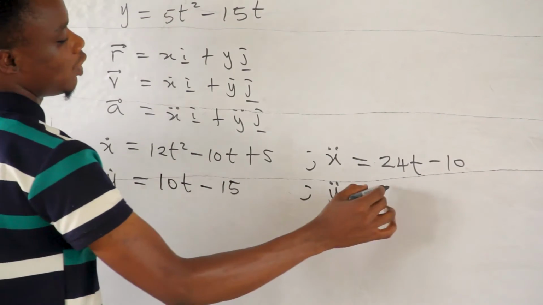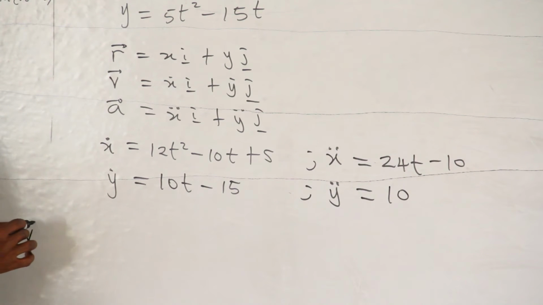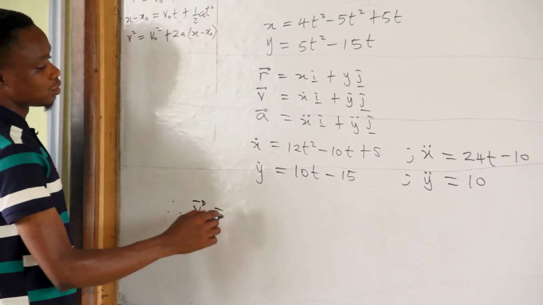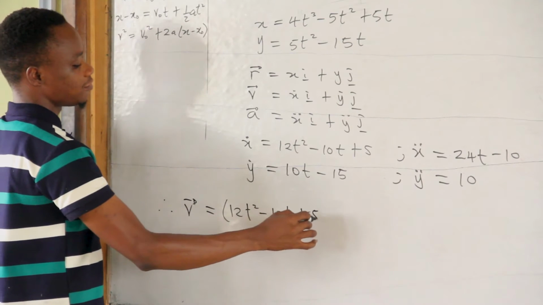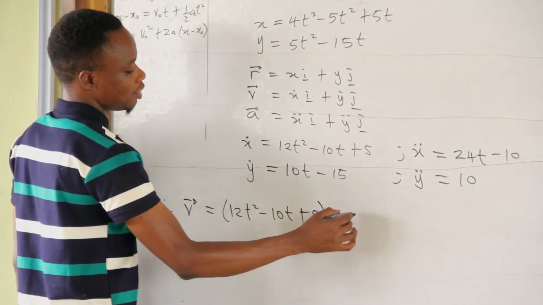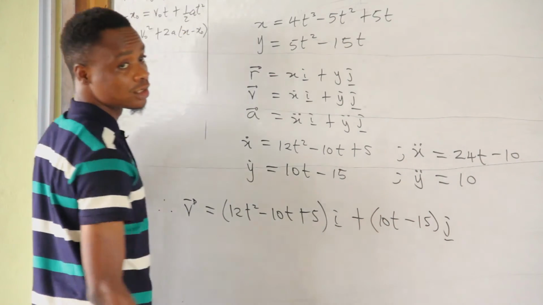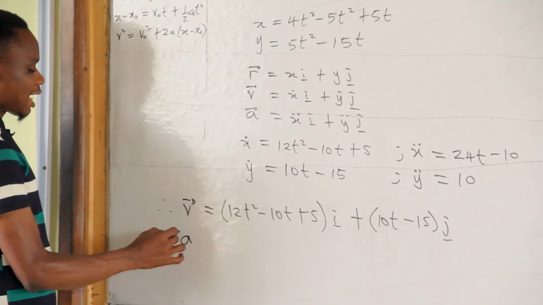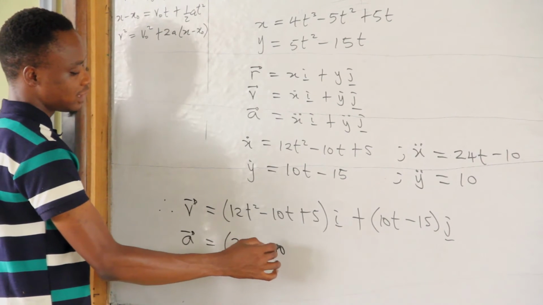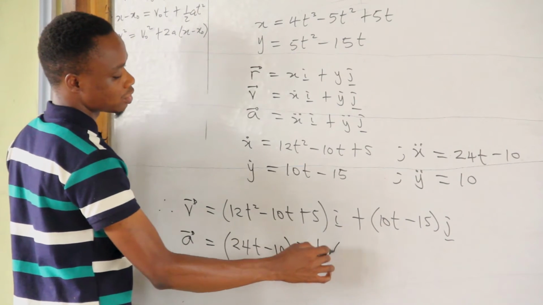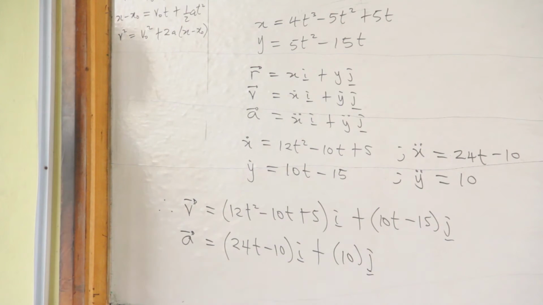This will be 10. Y double dot equals 10. So therefore, I can write expressions for v and a. Velocity is going to be equal to (12t squared minus 10t plus 5) i plus (10t minus 15) j. Does it make sense? Then acceleration will be equal to x double dot, that is (4t minus 10) i, plus 10j. Is it clear? So this already tells you something.